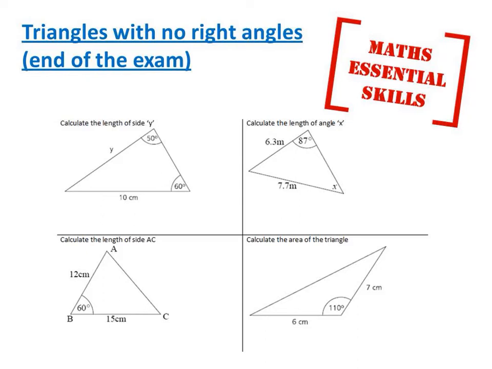What many people consider the hardest part of the mathematics exam in terms of the shape questions are questions which involve missing angles and sides and areas of triangles without a right angle. These questions will typically appear at the end of the examination paper. What you need to remember for all these questions is that the formulas used are given on page 2.